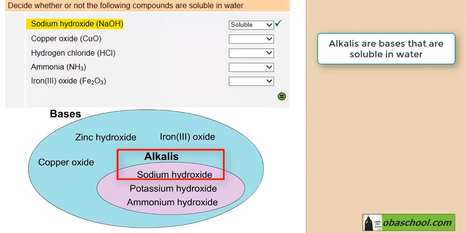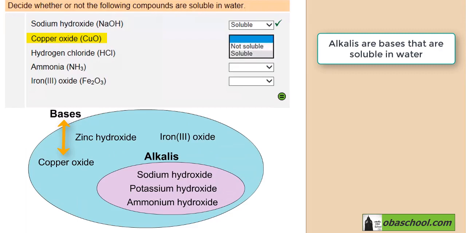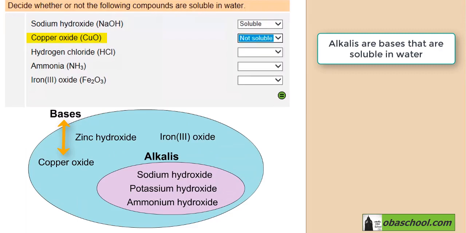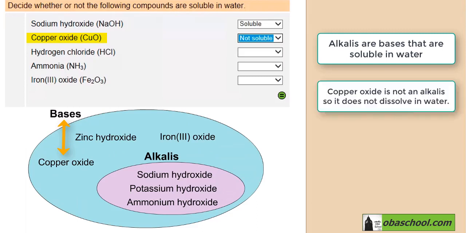So this is correct. Copper oxide. Is copper oxide, CuO, soluble in water? So the first thing that will come to your mind is that copper oxide is a base. Yes, it's a base. But is it an alkali? Copper oxide is not an alkali. It's a base that is not soluble in water.